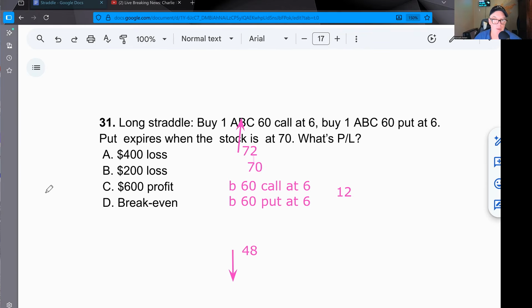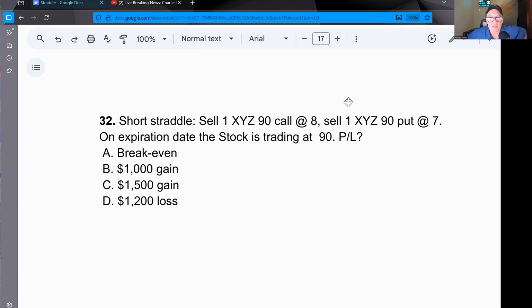Okay. Let me see if I screw these up. I'm going to pause for half a sec. You guys won't even notice. See, it's like I never left.